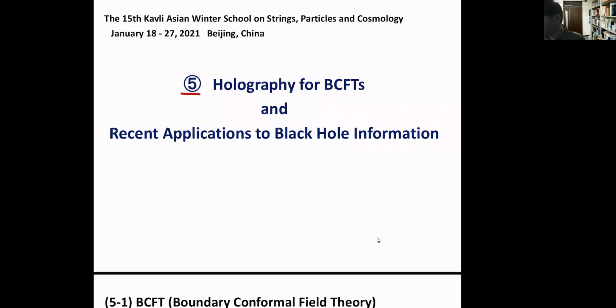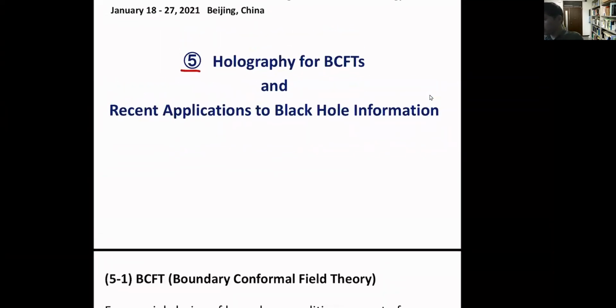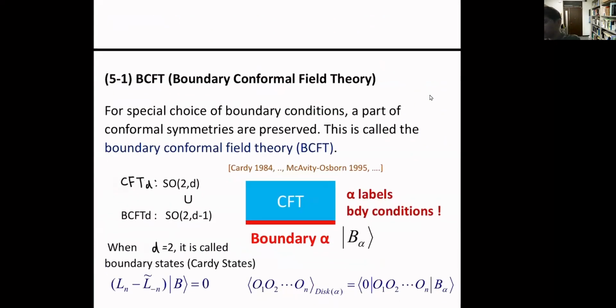So I would like to explain holography for boundary conformal field theory. I'll explain what this is quickly later. And this is directly related to the recent application to the black hole information paradox. Okay, but anyway, this morning I will basically talk about this issue, holography for boundary conformal field theory. So let me start with BCFT.